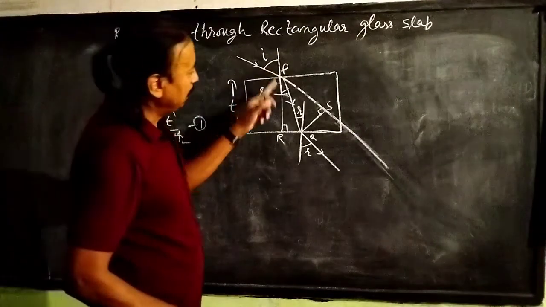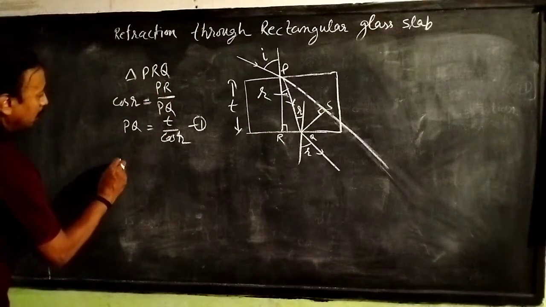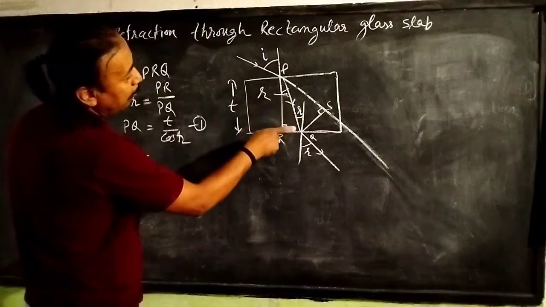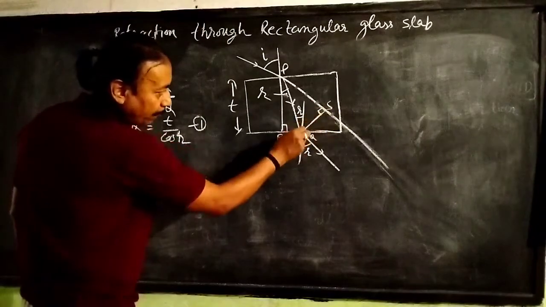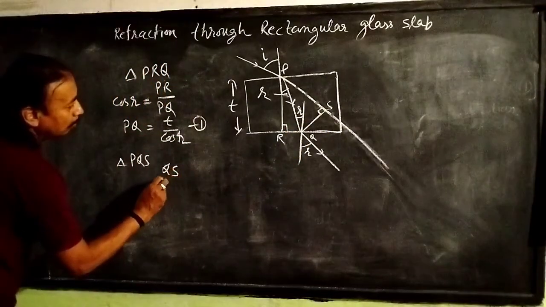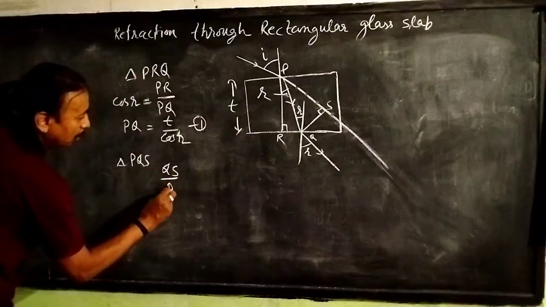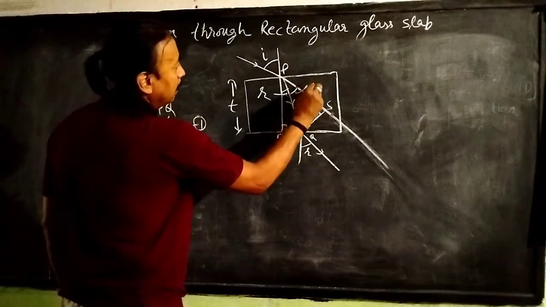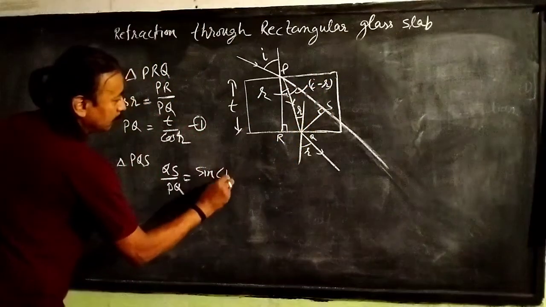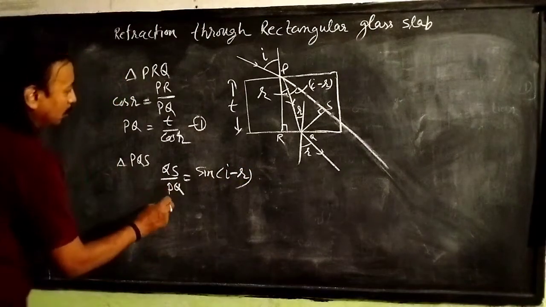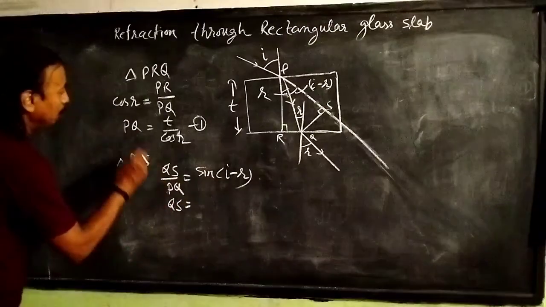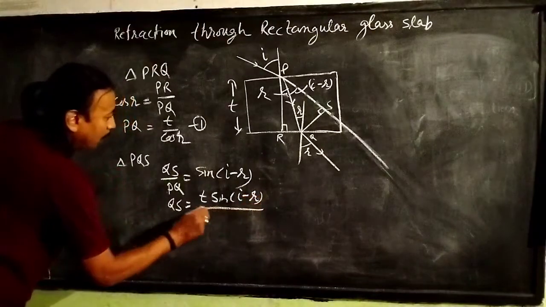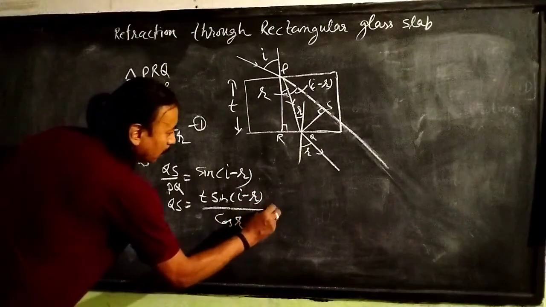Now in triangle PQS, PQ is the hypotenuse, and this is the perpendicular. This distance we have to find out, QS. QS by hypotenuse PQ equal to sin of this angle, which is I minus R, sin(I minus R). So QS, this is the lateral displacement, equal to PQ sin(I minus R), that is T sin(I minus R) by cos R. This is called lateral displacement.